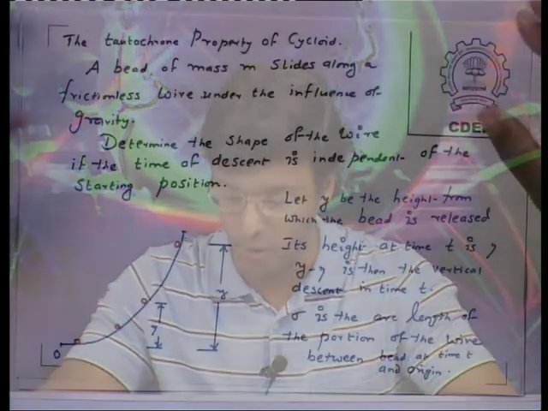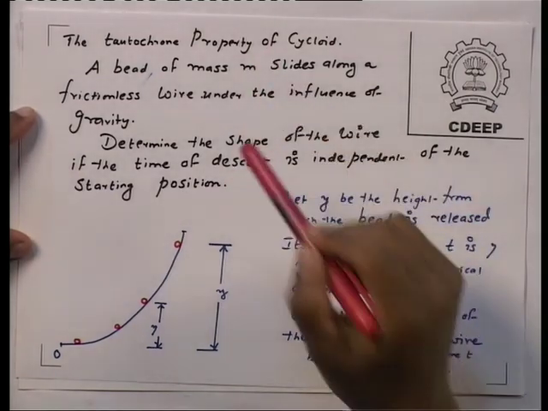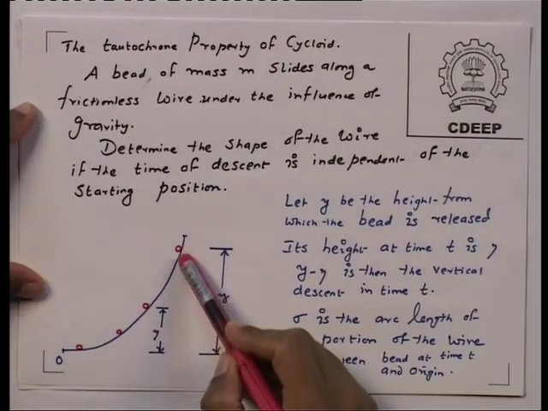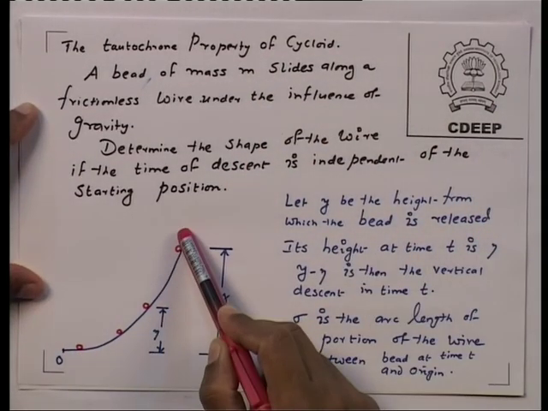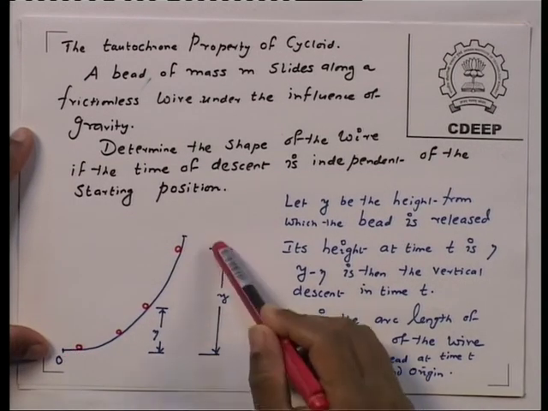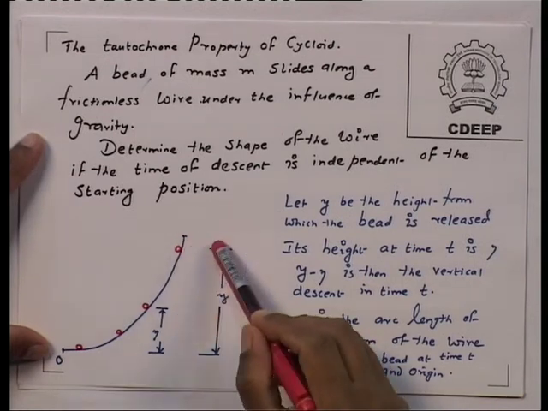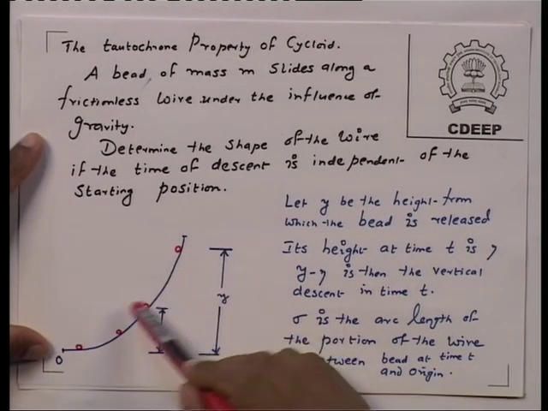So, that is the problem I had just explained to you. You take a wire, the wire is drawn here, and the total height is y, or rather a general height for various starting positions.